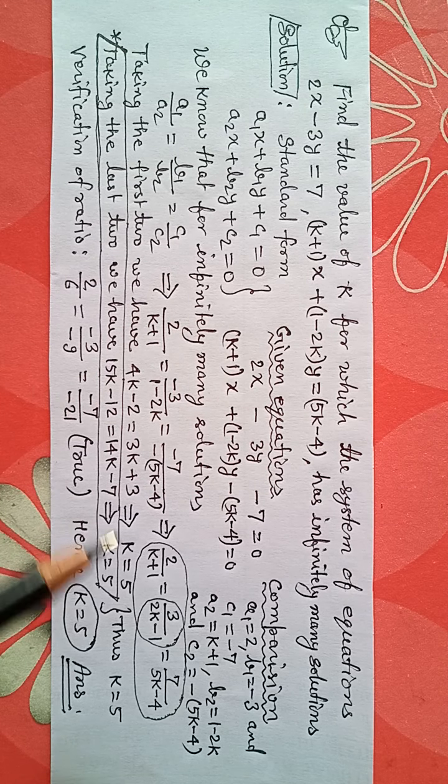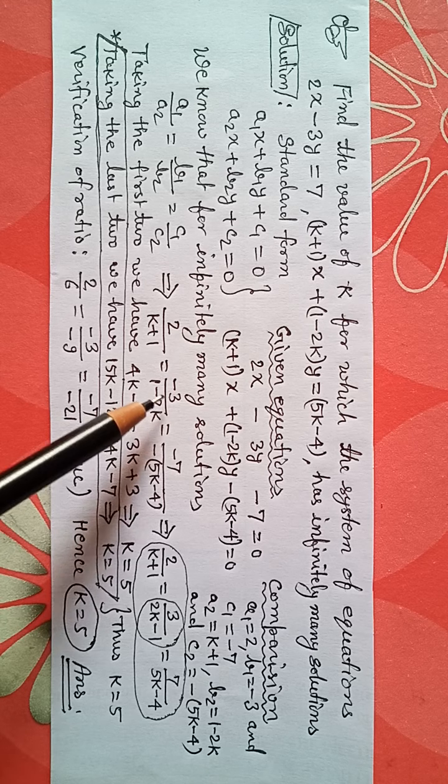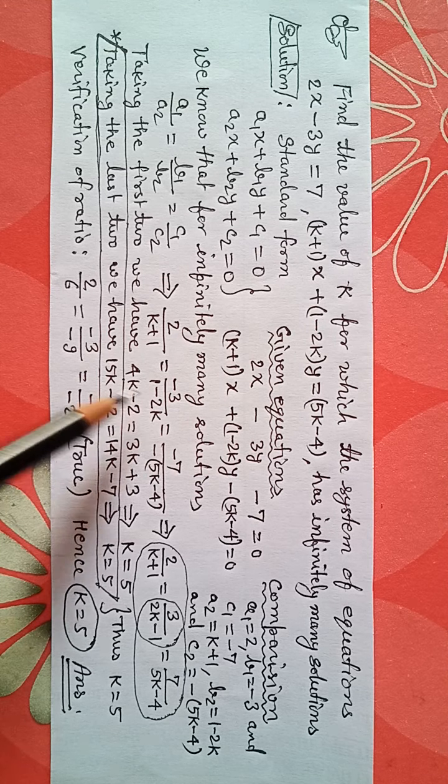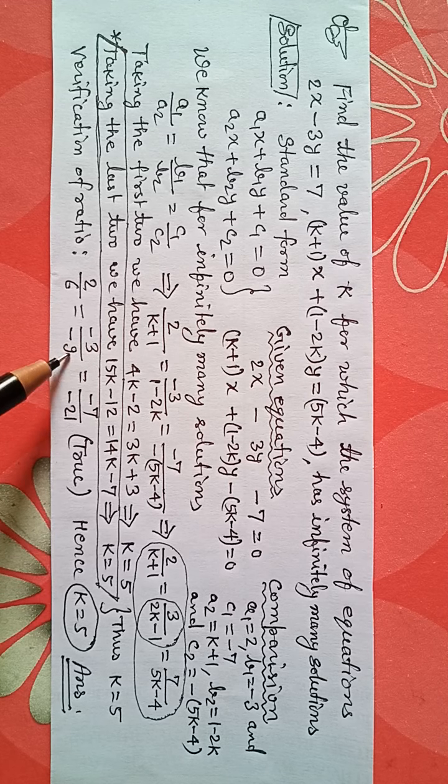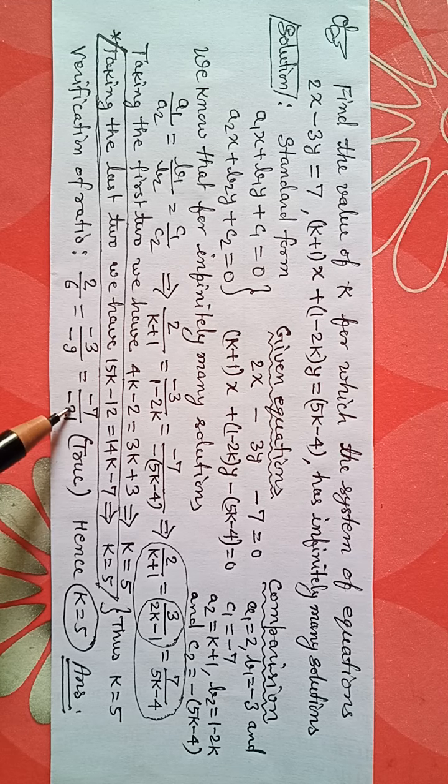Verification of the ratios: 2 divided by (5 plus 1), that is 6, is 1 by 3. Minus 3 divided by (1 minus 10), that is minus 9, is minus 3 by minus 9, which is 1 by 3. Similarly, minus 7 by (minus 20 minus 1), that is minus 21, is also 1 by 3.